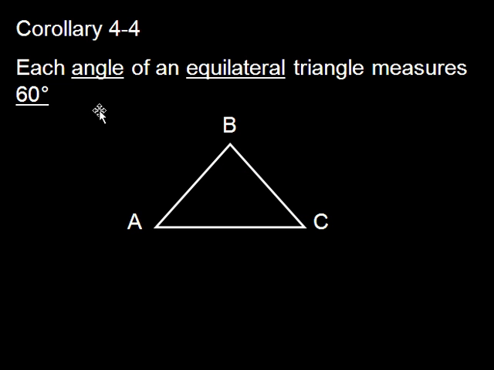Okay, then a corollary to 4.4. Each angle of an equilateral triangle measures 60 degrees, and that should make perfect sense. If a triangle has to add up to 180 degrees, then if you equally divide that by 3, 180 divided by 3 is in fact 60 degrees. So as we can see here, all of these have a measure of 60 degrees. And there you go.